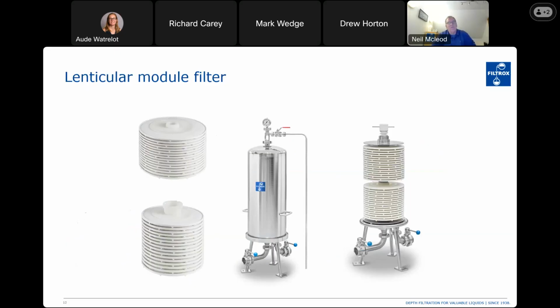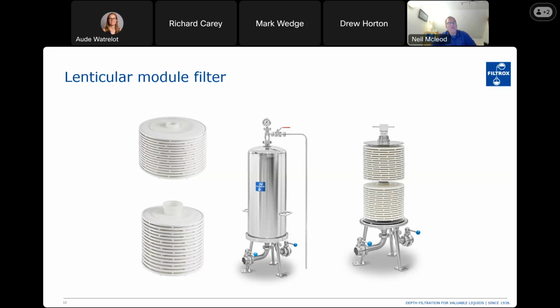Another way of putting depth filter media into a mechanical structure is by creating what we call a lenticular filter module. This uses exactly the same filter media as we'd have in a flat sheet filter media in a press. But in this way, we can form them into a module and pack a lot more area into a smaller volume. The housing that takes the filter modules is also on a very small footprint and can be mounted in series or in parallel. So again, you can do multiple filtration stages with multiple housings.